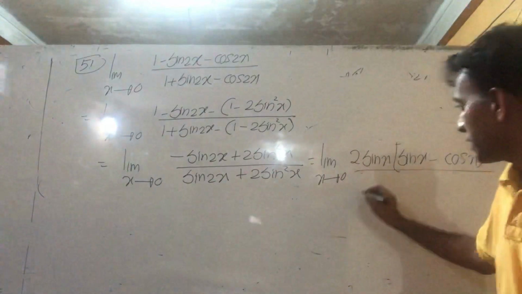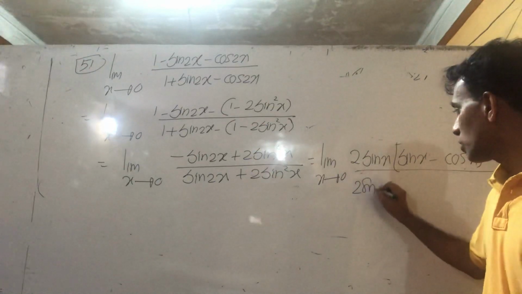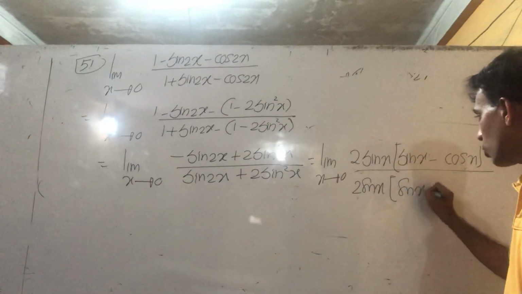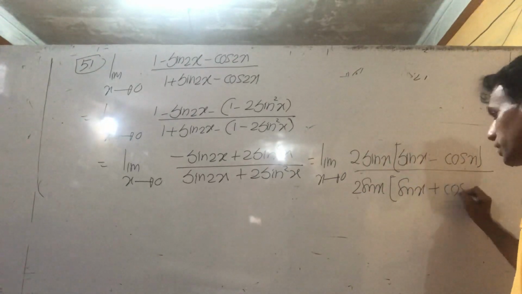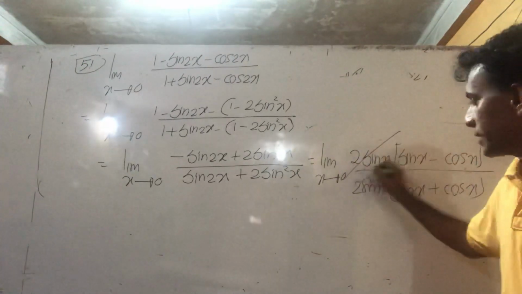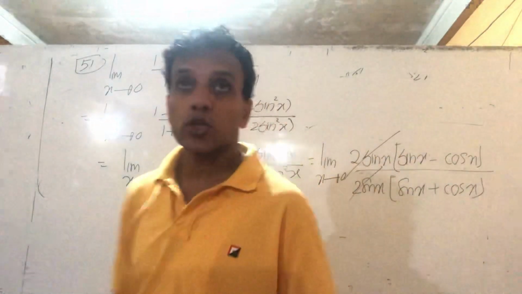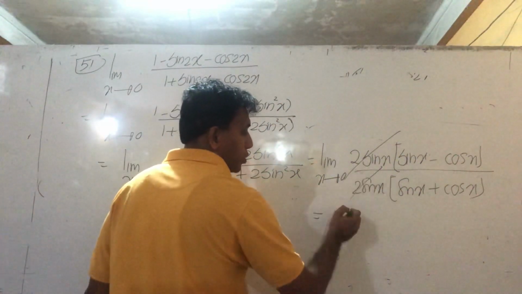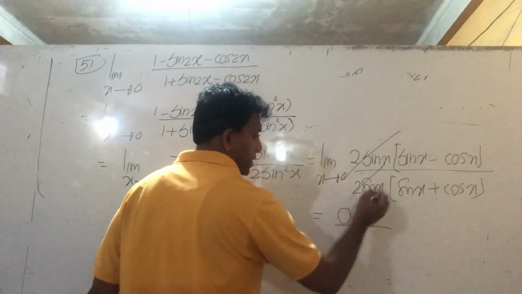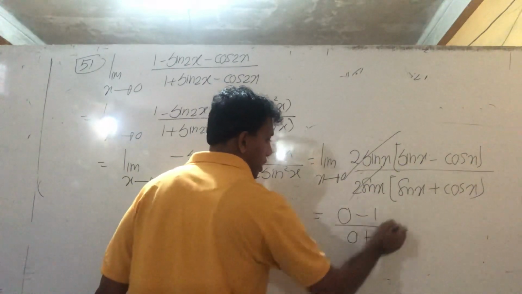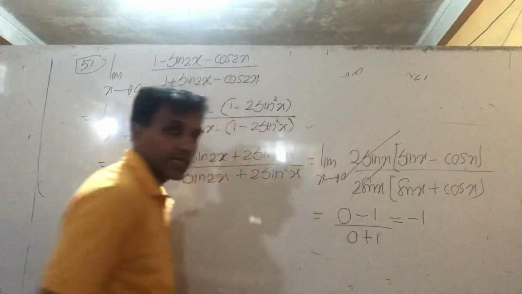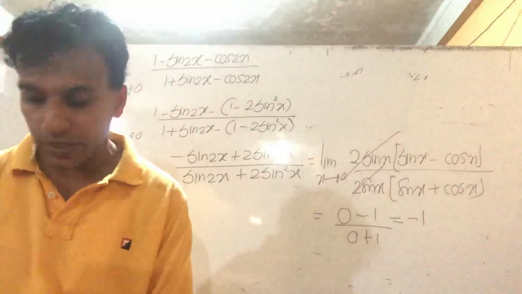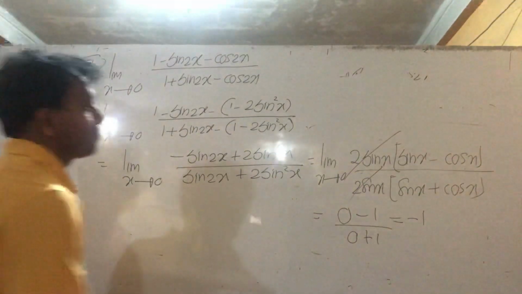And see below what happened. The same method, take the 2 sin x out. It becomes sin x plus cos x, right? Plus cos x. So you cancel. Remaining, write the solution. x tends to 0: sin 0 is 0, cos 0 is 1, sin 0 is 0, cos 0 is 1. Therefore, the limit exists. The answer is minus 1. Very important, not plus 1, minus 1.